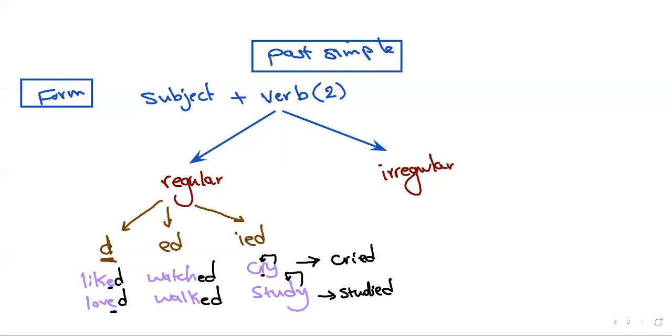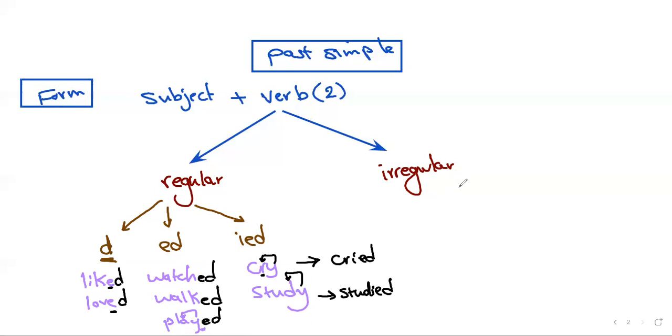But when y is preceded by a vowel, as you can see in this example, play, and y in this verb is preceded by a vowel, and you want to change it into the second form, add ed. Don't remove y because y is preceded by a vowel.